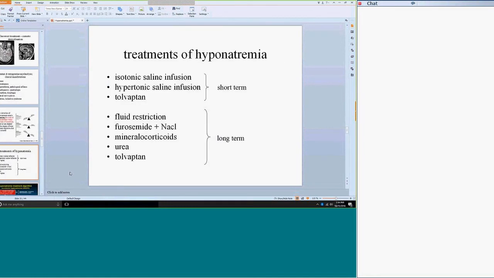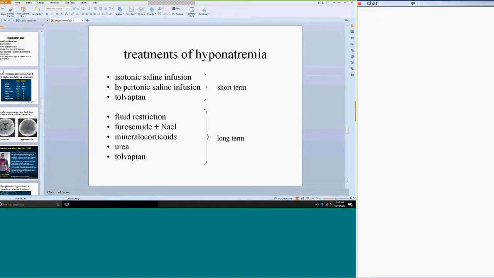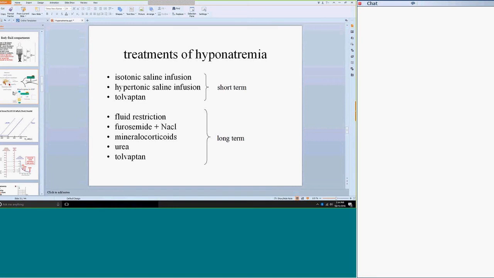So how to treat hyponatremia? If someone is hyponatremic, depending on the etiology, you can replace sodium through saline infusion or hypertonic, or 3% saline infusion, or you can use a class of drugs. When I look through the physiology, I'll put that here.